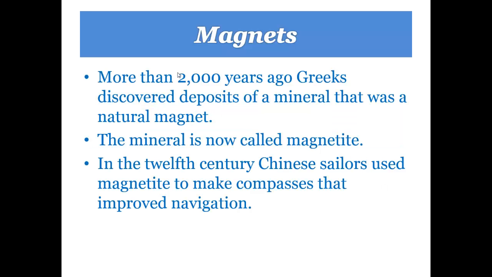About 2,000 years ago, the Greeks found a natural mineral. They called it magnetite. And that magnetite mineral, the Chinese, in about the 12th century, used to form compasses, which of course they used for navigation, to help them travel around the world. That's the general idea of how magnets got their start. They were found as a mineral, and later on, in the 12th century, used as compasses.